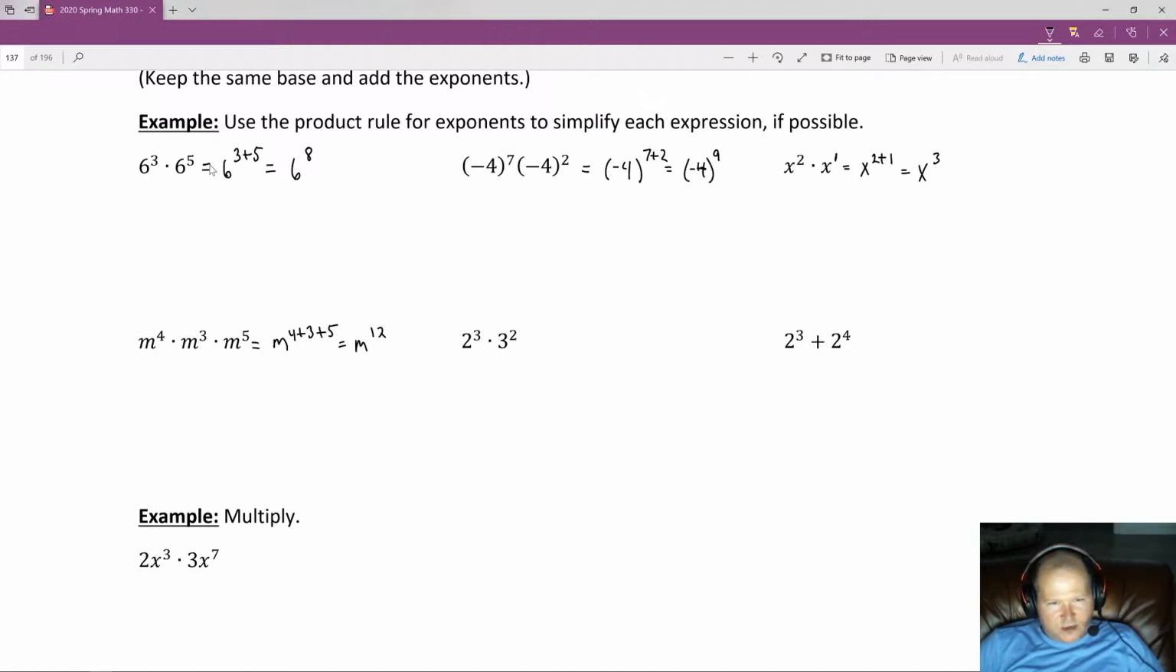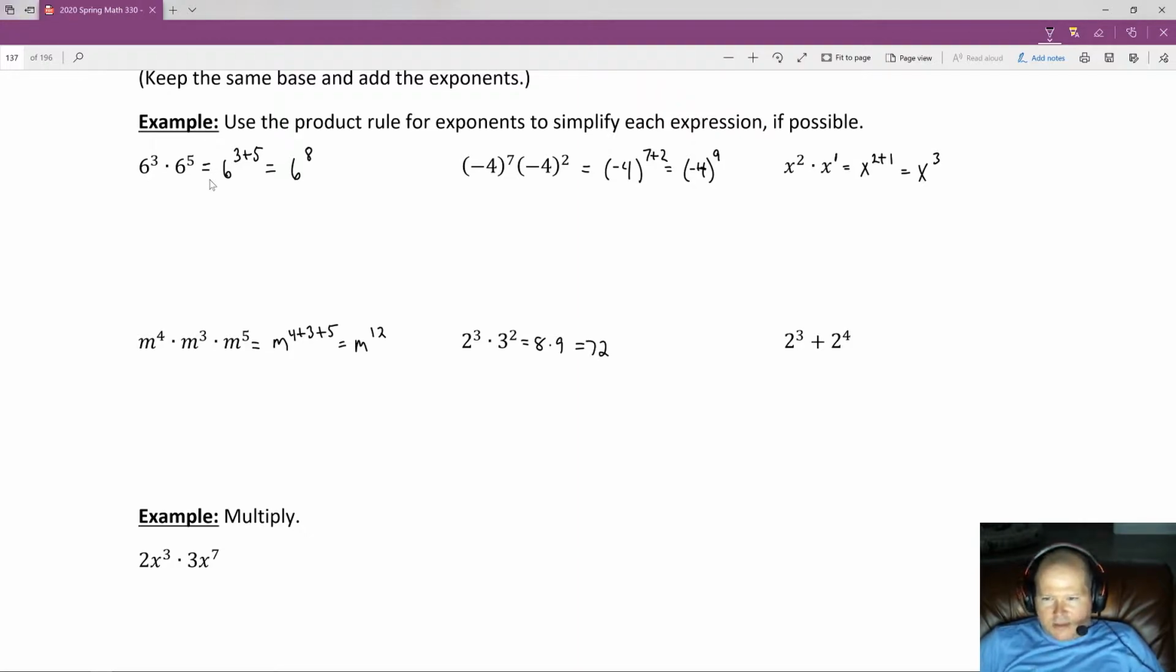Here we have 2 to the 3rd power times 3 to the 2nd power, and because they do not have the same base, you cannot use the product rule on this. Now you could say 2 to the 3rd power is 8, and 3 to the 2nd power is 9, and 8 times 9 is 72. So you can't use the product rule, but you could just do normal PEMDAS, order of operations.